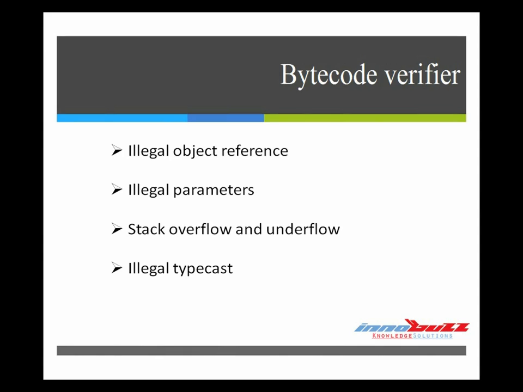The illegal typecast: when we want to use an object type where it is not allowed and there is no possibility to make a typecast. Breaking the access mechanism rules: calling an object from a place in the program where it is not allowed to be seen by the object access mechanism. So these are the things that can be checked by the bytecode verifier.